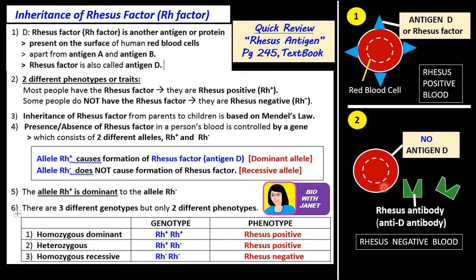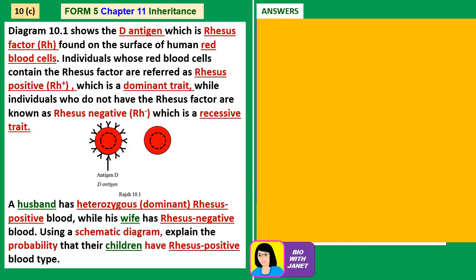So this type of person who is rhesus negative can produce the rhesus antibody to act against the rhesus positive blood that has entered the body of the rhesus negative person. Okay, so now we are ready to talk about the inheritance of rhesus factor and draw the schematic diagram. Right, let's look at question 10C.